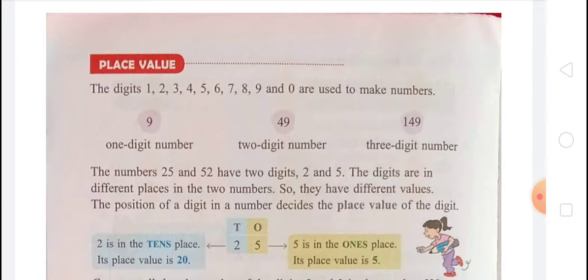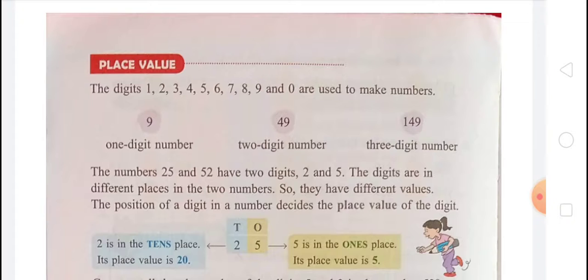Can you tell the place value of the digits 5 and 2 in the number 52? In 52, 2 is in the ones place and 5 is in the tens place. So in 52, 2 is in the ones place and its place value is 2, and 5 is in the tens place and its place value is 50.